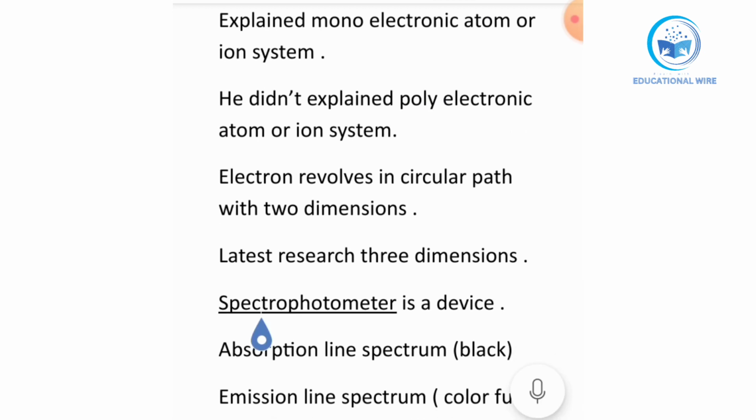After that, this was also wrong in Niels Bohr's work, since Bohr gave the experiment of a spectrophotometer device. So these are the drawbacks of Niels Bohr, and his experiment and discovery were shown to be wrong. Then another scientist came and discovered more about the electron. Hope you understand today's lecture. Thank you so much for listening.